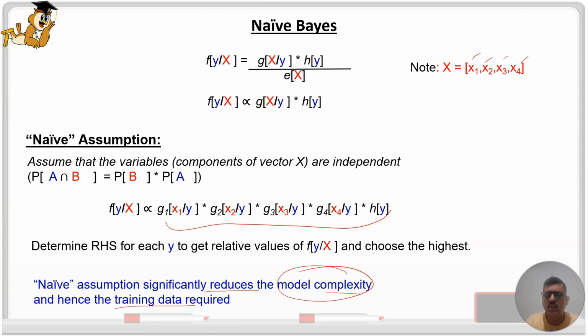Why is the training data required small? Remember, if we go back to our theory of learning, we have always said that lesser the complexity of the model, lesser the training data that is required, right? So the variance error will start going down if you use a model of lower complexity, which is what the naive Bayes actually is. So the naive assumption implies that the naive Bayes algorithm has reduced complexity, and therefore its performance on lesser amount of training data is better.